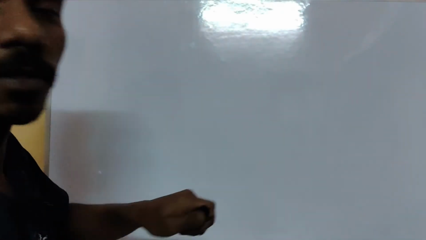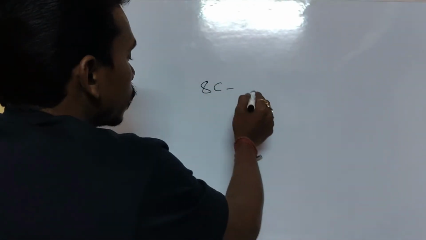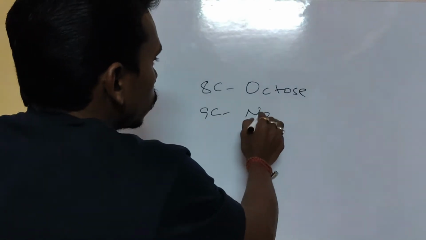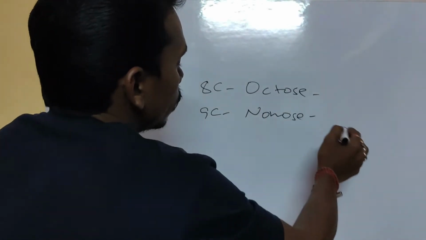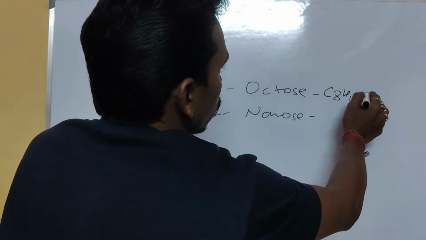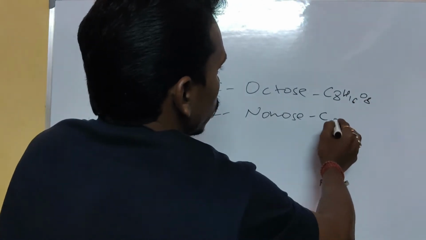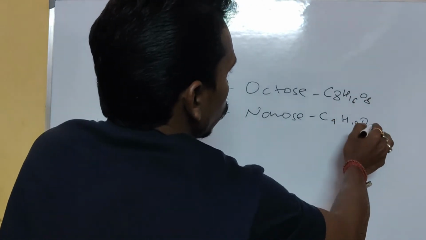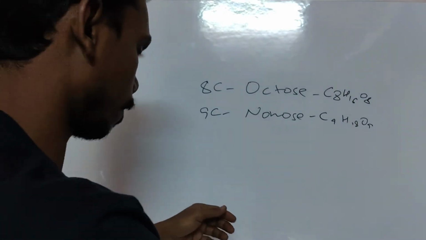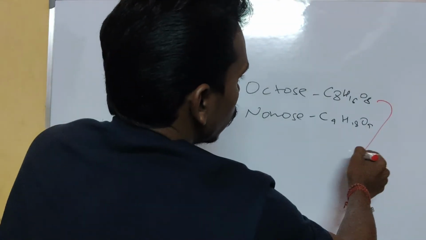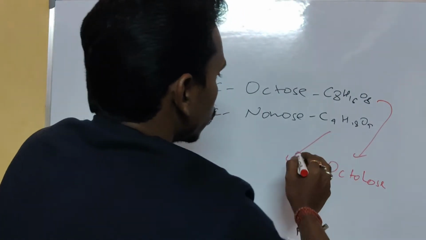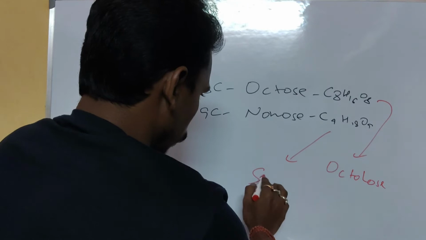There are some monosaccharides with 8 carbon atoms, octoses, and 9 carbon, nonoses. What are the examples or formula? They must be C8H16O8, and C9H18O9. What is the name of these things? The names of these things are octulose and, for 9 carbon containing, sialose.